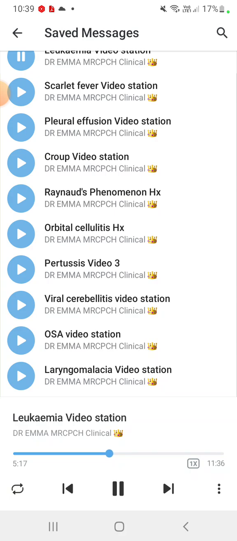What investigations do we do for leukemia? Full blood count, then LDH, urea and electrolytes, liver function tests. These are the lab investigations, and blood film. What do we expect in the blood film in leukemia? We can see lots of blast cells.